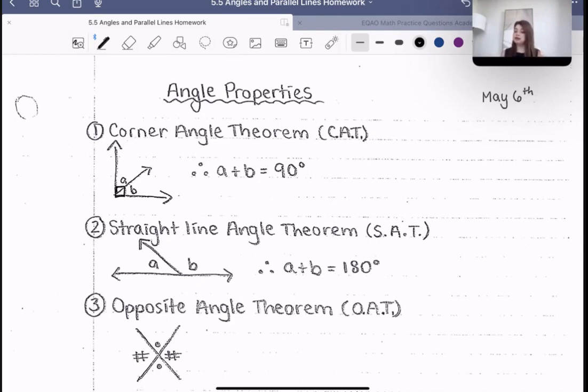And now what does that mean? That means if we know one angle, we can find the other, right? We can easily find another. As long as we have A or B, we can find the other one very easily.